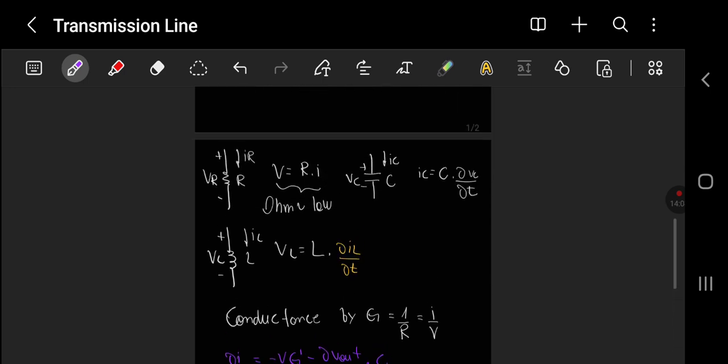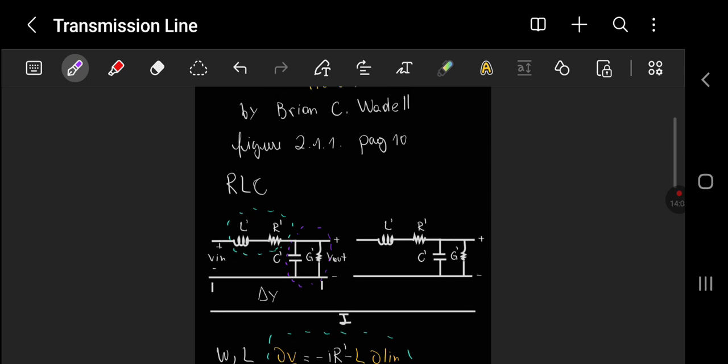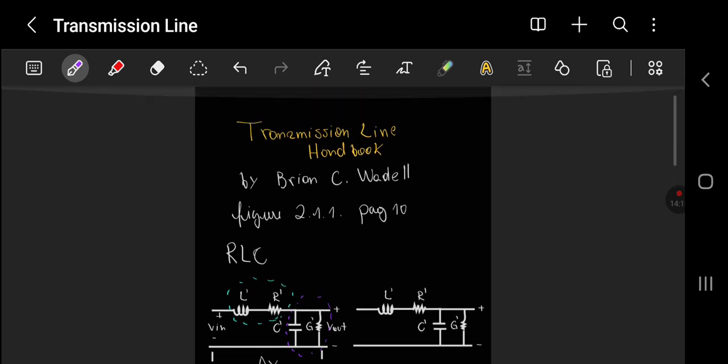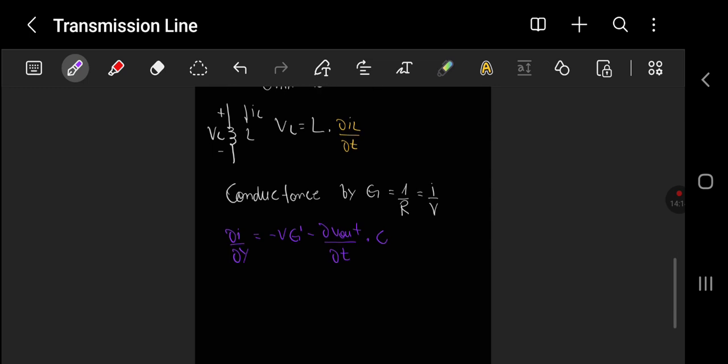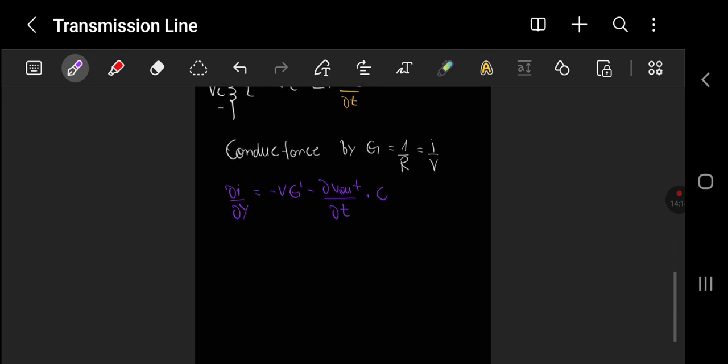In the next part of the video, part 2, we're going to continue deriving these equations, so we can get the characteristic impedance of this structure.